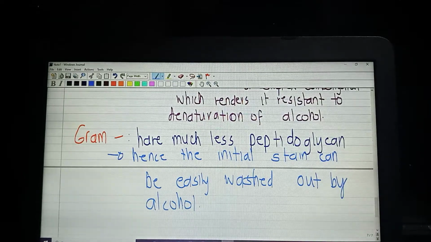Your letter G, gram stain, one of the oldest. For your letter R, there's a close correlation between the gram staining results and the presence or absence of a lipid cell wall. Gram-positive has more peptidoglycan, a more complex carbohydrate substance, so it is resistant to denaturation of alcohol. Gram-negative has less peptidoglycan, so it is washed out right away by alcohol.